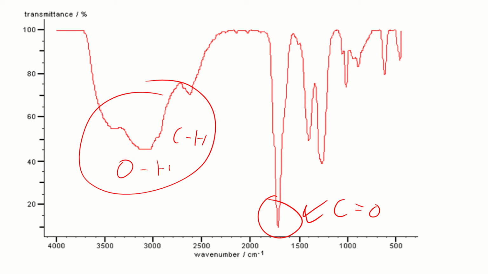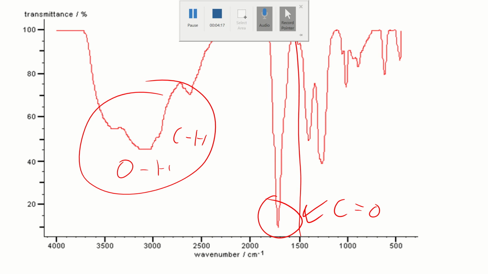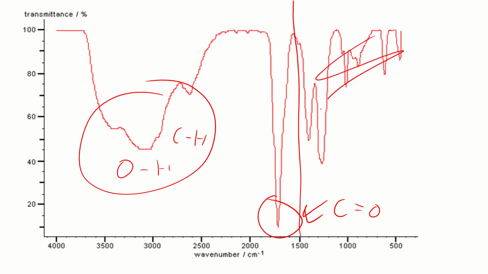It's there because pretty much any organic molecule is going to have a C to H, so we definitely expect to see a bond there. Those are the only bonds that I recognize in this graph, remembering that the fingerprint region is anything to the right of 1500, anything below 1500, and that is all ignored.